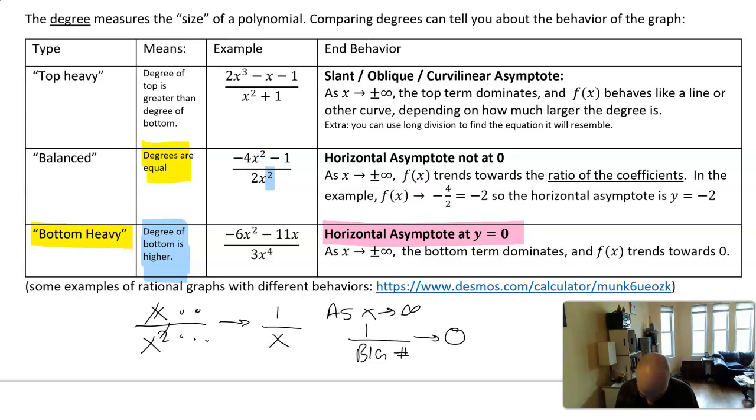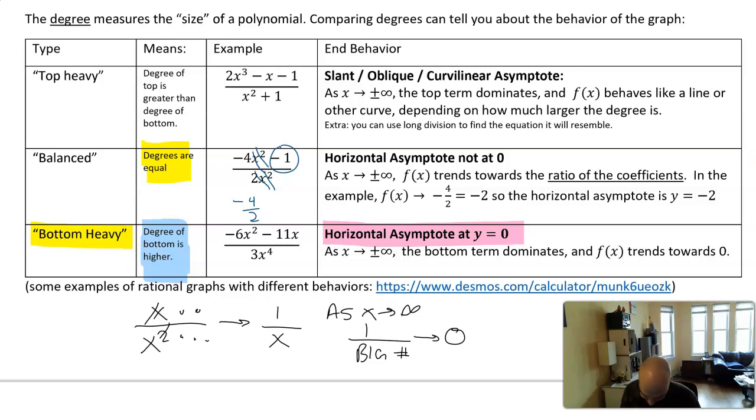Now, if I ignored that minus 1 right here, just maybe scratched it out for a second, you could reduce this down, couldn't you? And the x squares would actually reduce out. And you would just get negative 4 over 2. And that's effectively what happens when the degrees are equal. As x approaches infinity, f of x is going to approach, but not touch, because there are these other terms over here, the ratio of the coefficients.